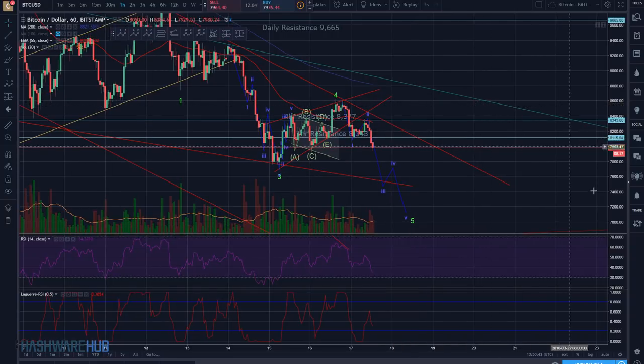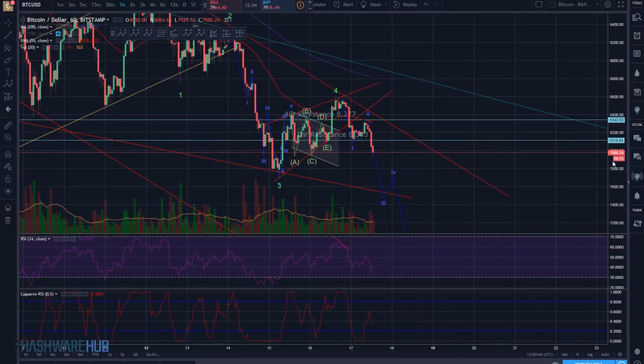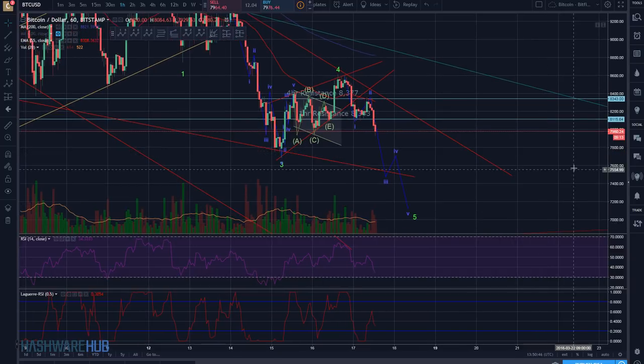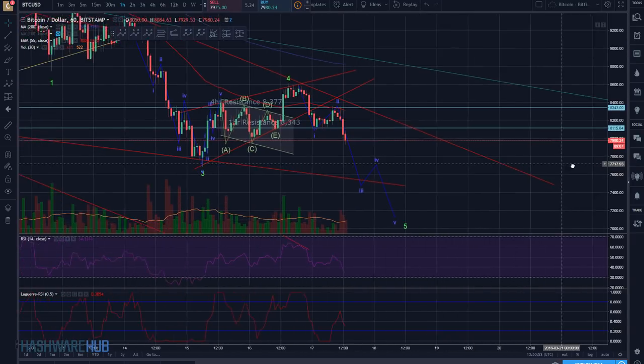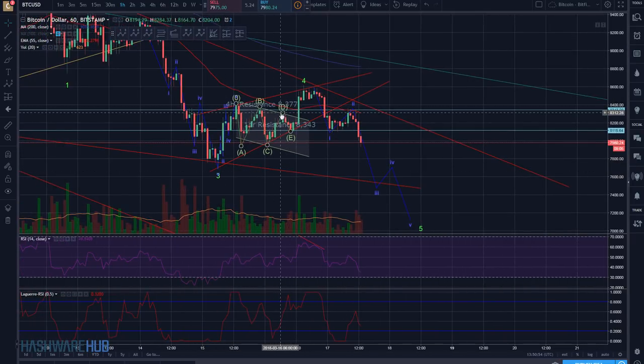Horizontal resistance lines and support lines are really the bread and butter of some major traders that are out there. And so on the way back down, so on the way up, I told you kind of what we were looking for.